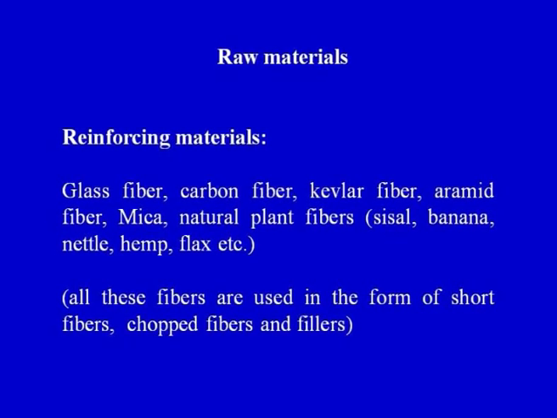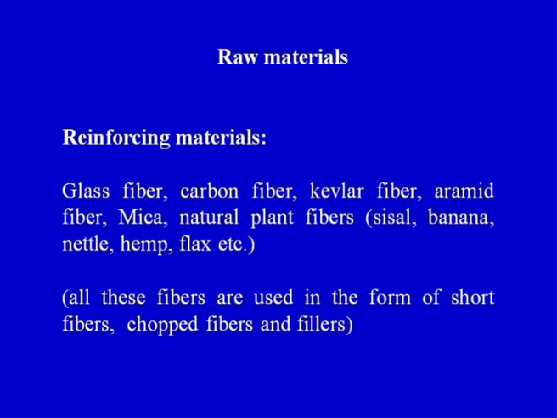What are the raw materials which are used? In raw materials, we have glass fiber, which are the common raw materials which are used in making of polymeric matrix composites. So, we have glass fibers, carbon fibers, Kevlar fibers, aramid fiber. We have natural plant fibers such as sisal, banana, nettle, hemp.